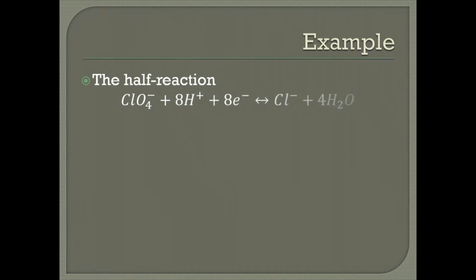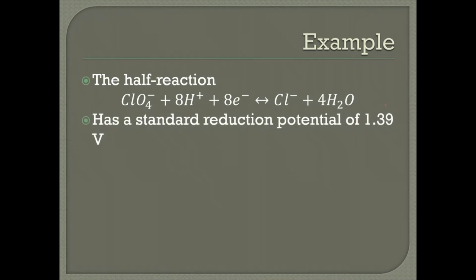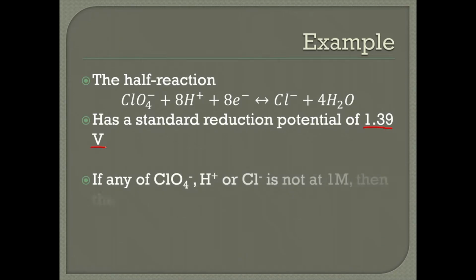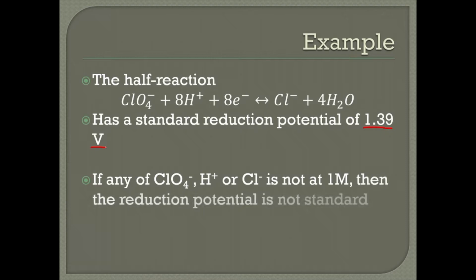An example is this. Here's the chlorate half reaction, where we have chlorate undergoing its reduction because it's gaining electrons, and it creates chloride ions in water. If the conditions were not normal, we can use Le Chatelier's principle to help us figure out what will happen. This reaction has a reduction potential voltage of 1.39 volts. If any of the conditions change, then the reduction potential will be different.